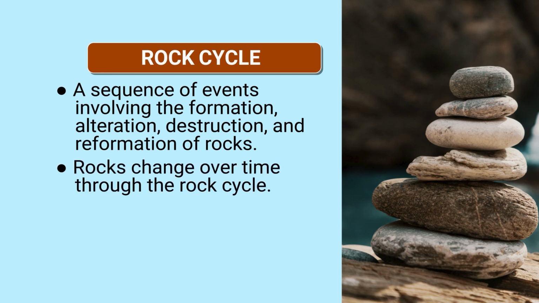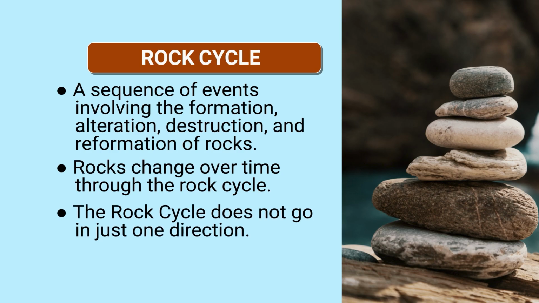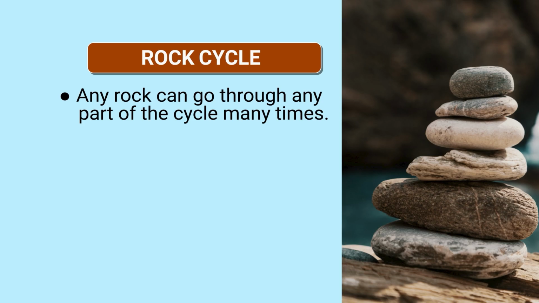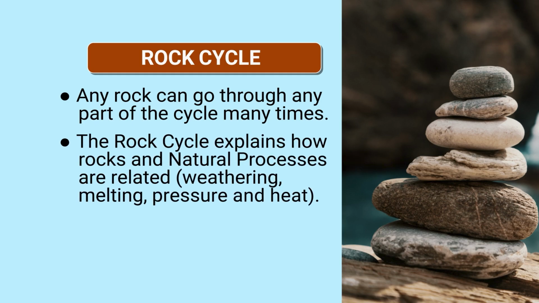Now rocks can change over time through the rock cycle because of changed external or internal conditions. The rock cycle doesn't go only in one direction, that is why it is called a cycle, and any rock can go through any part of the cycle many times. That is very important for us to understand. The rock cycle explains how rocks and natural processes are related.